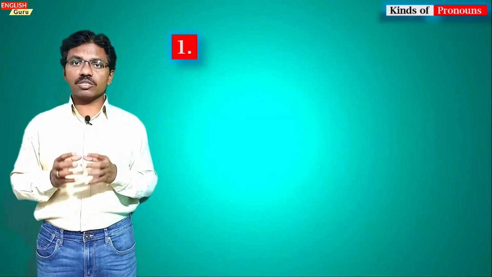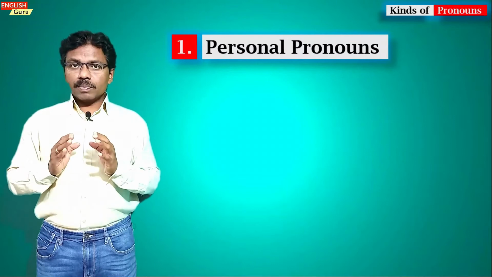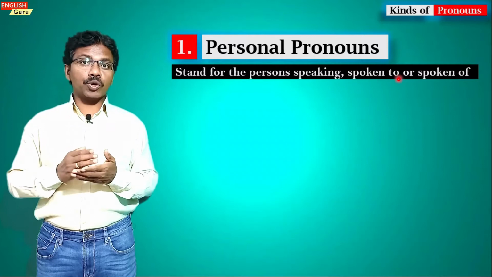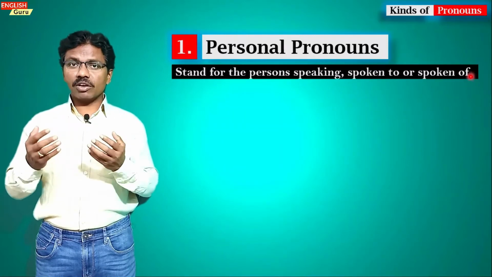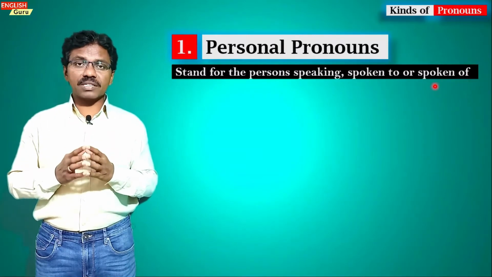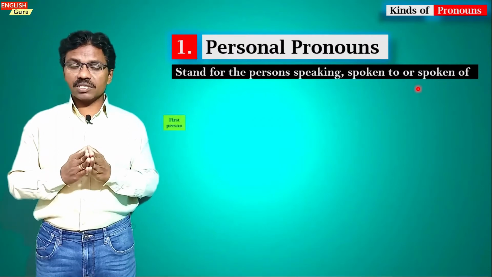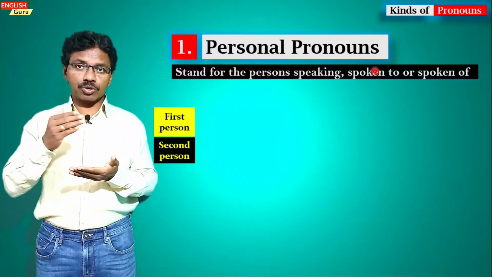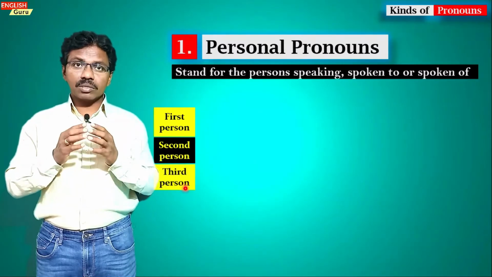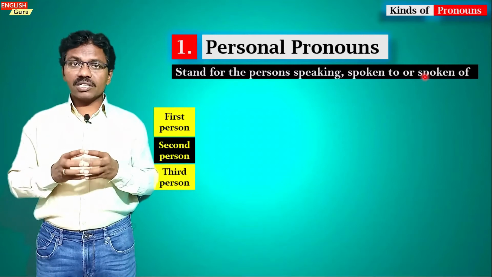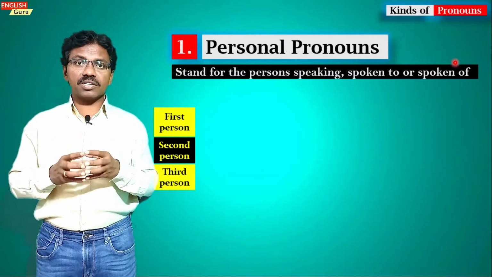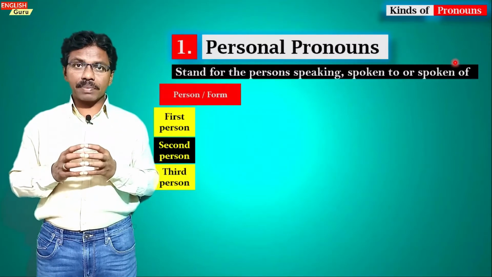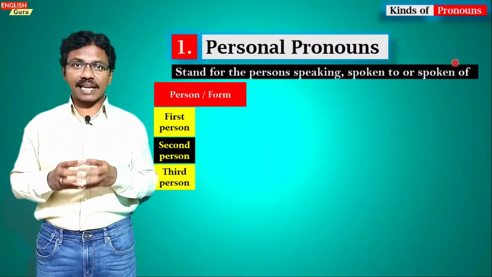The first one is personal pronoun. Personal pronouns stand for the person who is speaking, spoken to, or spoken of. Now we have 3 persons in the English language. The first person is the person who is speaking, the second person is the person who is spoken to, and the third person is the person who is spoken of. And each person will have singular and plural form. This is very primary and very important in the English language.